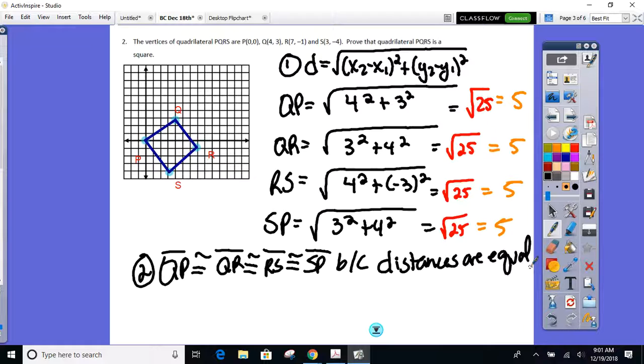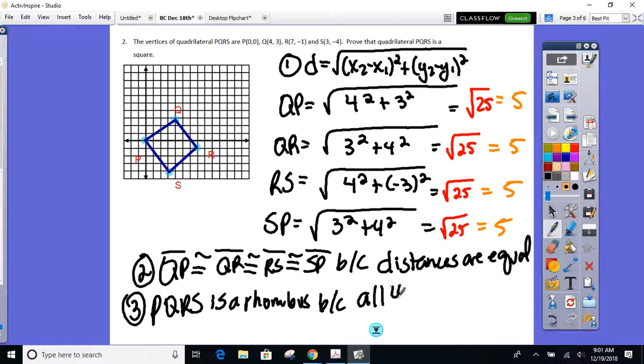All right, next up. If all 4 sides are congruent, you at least have a what on PQRS? PQRS is a rhombus. Why is it a rhombus? All 4 sides congruent.